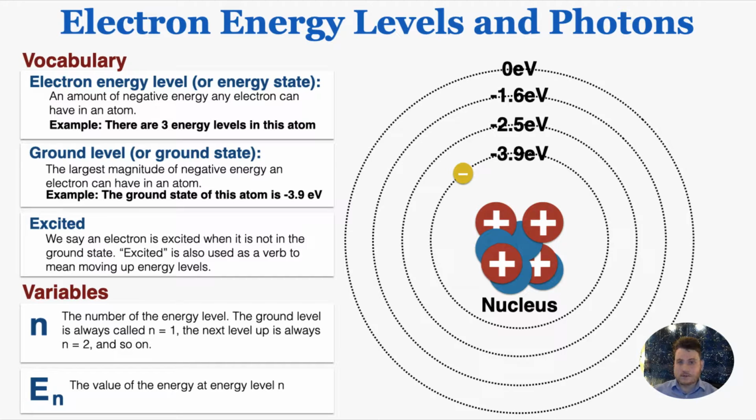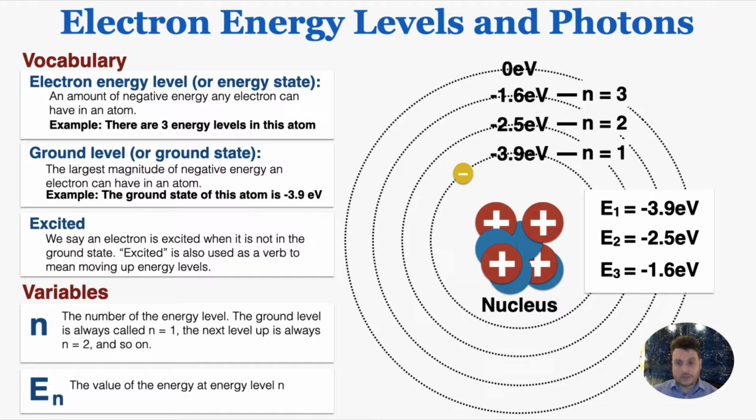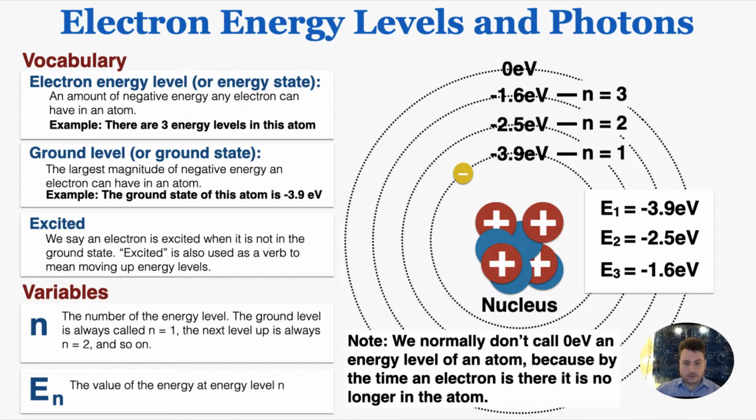There are also 2 variables that I need to introduce. The letter n is the number of the energy level. The ground level is always called n equals 1, the next level up is always n equals 2, and so on. So this is how I would label that here. I know that negative 3.9 electron volts is my ground level, and as I go up, these are the other energy levels of the atom. E subscript n is the value of the energy at energy level n. So here I would say that E1 is negative 3.9 electron volts, E2 is negative 2.5, and E3 is negative 1.6. As a note, we normally don't call 0 electron volts an energy level of an atom because by the time an electron is there, it's no longer in the atom. I'll talk about this a little bit more at the very end of the video.